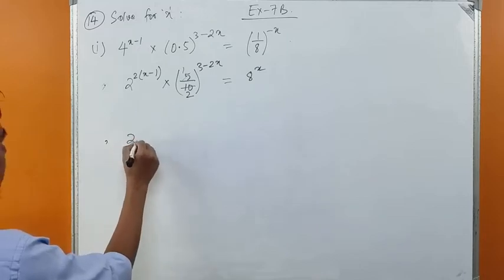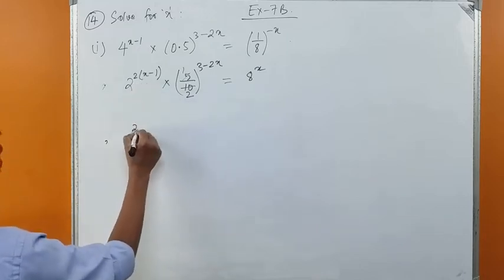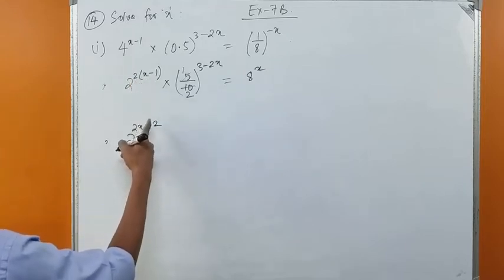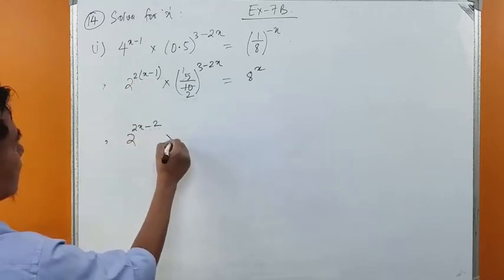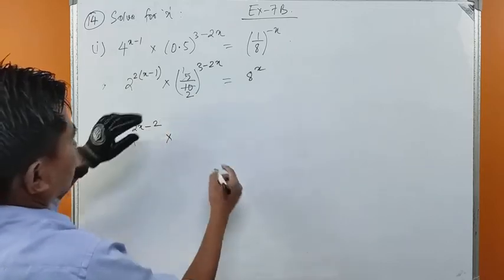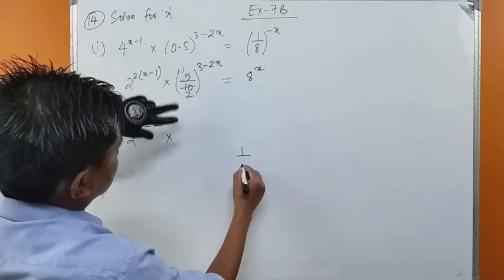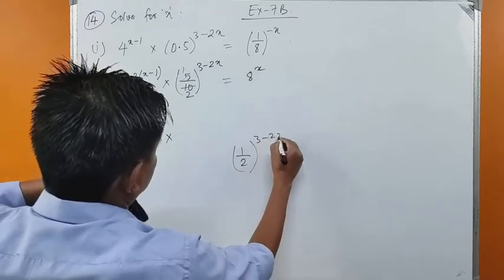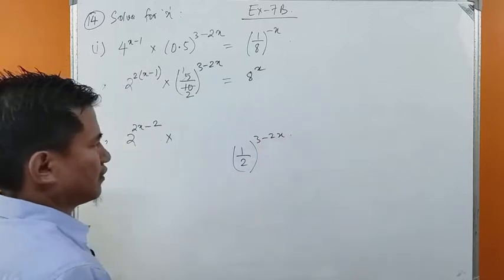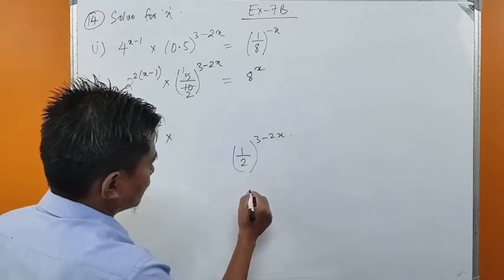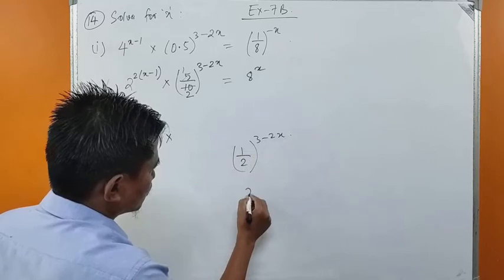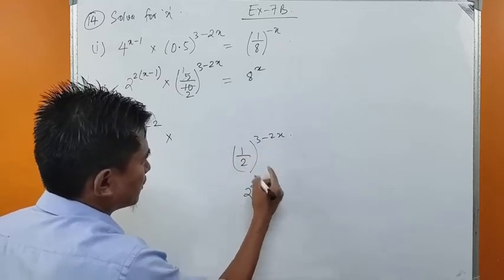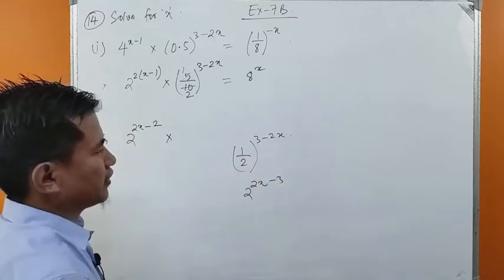Now, 2 to the power 2x minus 2, into, now this is 1 upon 2 whole to the power 3 minus 2x, isn't it? So this means 2 goes to the numerator, this minus 2x becomes plus 2x, plus 3 becomes minus 3, okay.